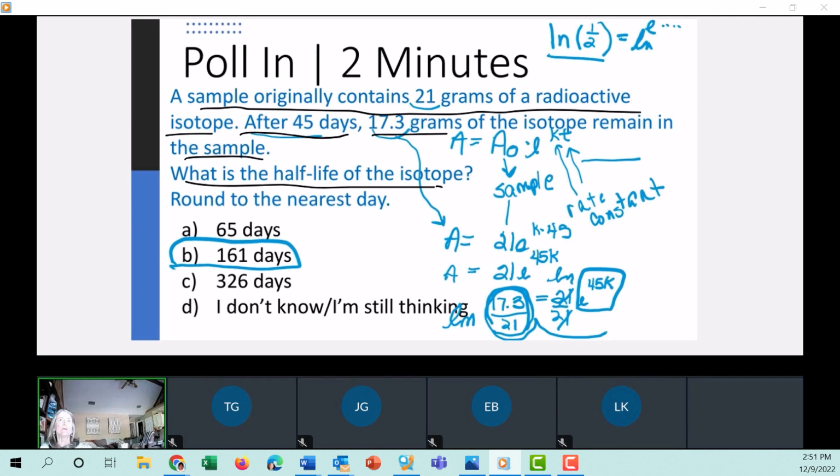Here's the formula that we're going to use. A sub O is the sample. This is the rate and the constant. When you plug it all in, and I know this is messy, guys, but be patient and all of this will be worked out in the video in ICANN. And then when you take the natural log, then you'll get 161 days.